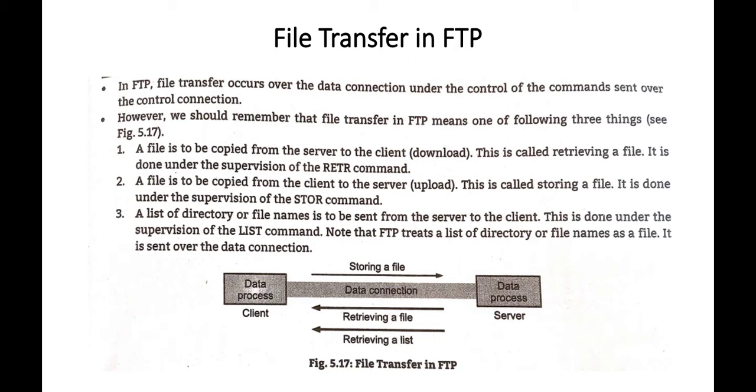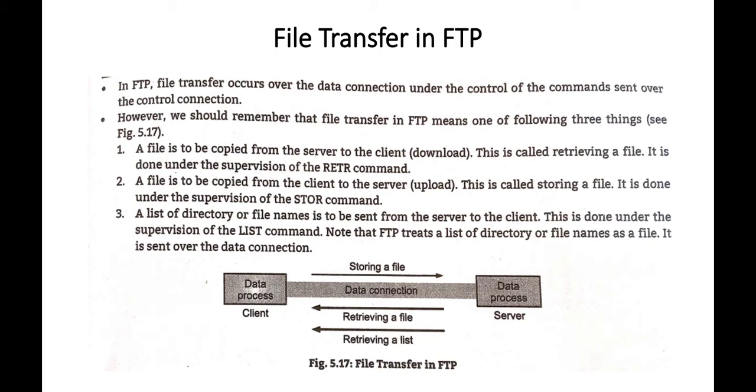File transferring means three types of things are done here. The first one is that a file is copied from server to the client. It is called a download. If the client downloads some file from the internet, it means from the server. For that, we use one command that is called the retr command. Copying the file from server to the client is nothing but downloading, and this situation is called retrieving a file.